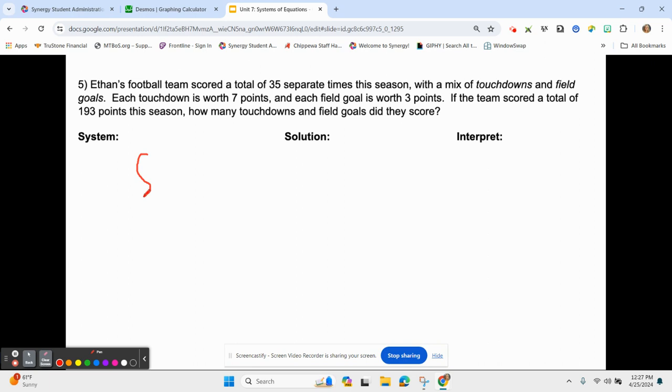So we're going to set up a system again, okay? And this system is made up of 2 things. So first of all, we had a total of 35 different scores.